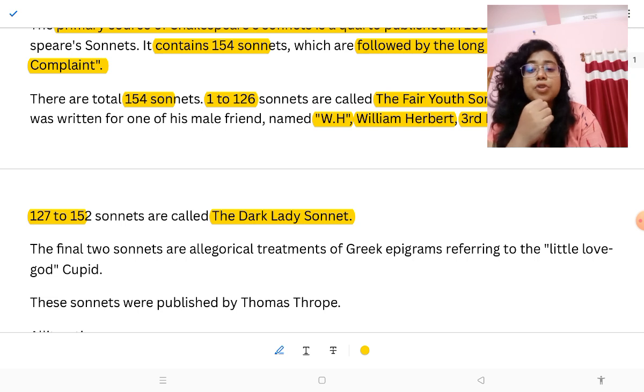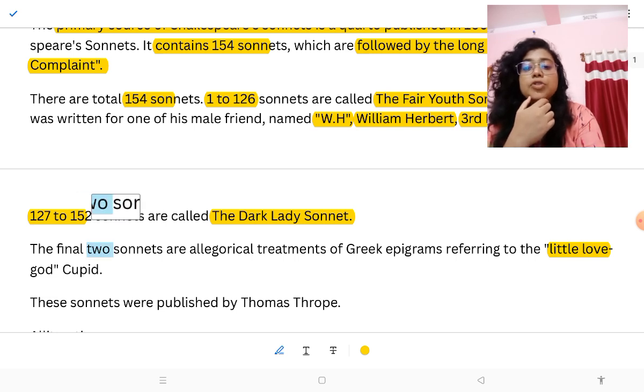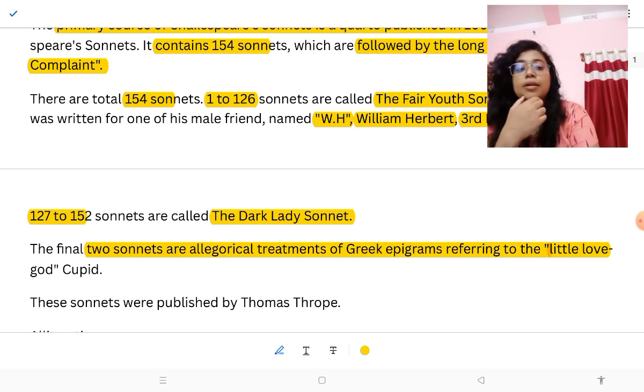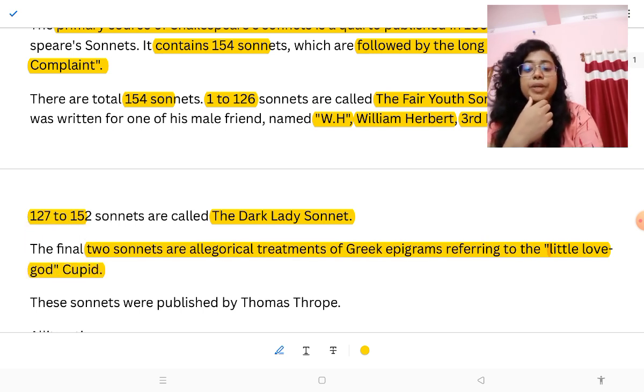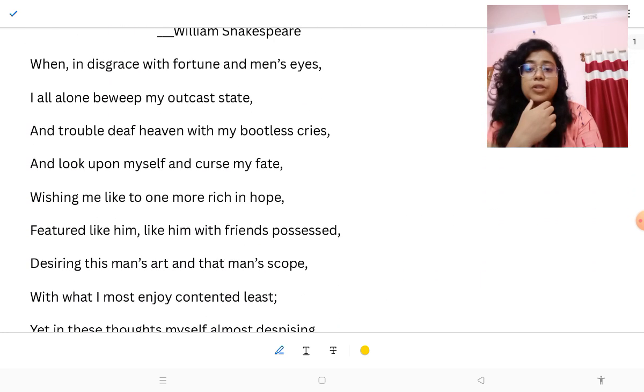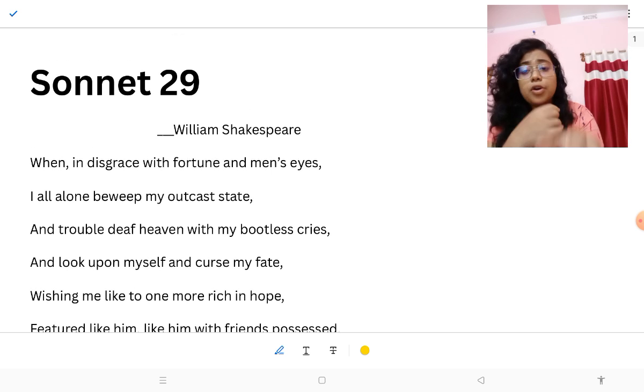And the last two sonnets, 153 and 154, are called the Cupid sonnets, and these sonnets are dedicated to Cupid, the love god. The final two sonnets are allegorical treatments of a Greek epigram, referring to the little love god Cupid. These sonnets were published by Thomas Thorpe. So this is a little information about the sonnets.